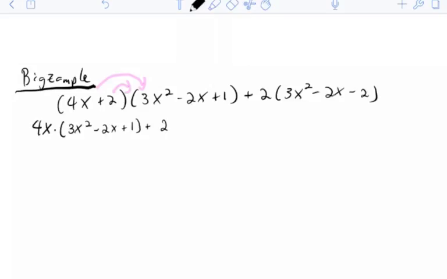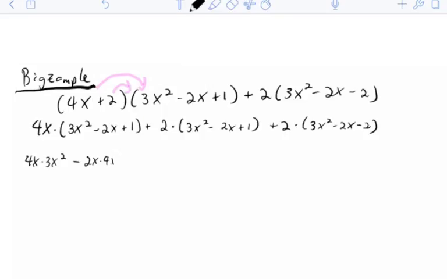So the second one's 2 times 3x squared minus 2x plus 1, plus 2 times 3x squared minus 2x minus 2. Then I'm going to multiply all those together. So it's 4x times 3x squared, minus 2x times 4x, plus 1 times 4x, plus 2 times 3 times x squared, minus 2 times 2x, plus 1 times 2, plus 2 times 3x squared, minus 2 times 2x, minus 2 times 2.